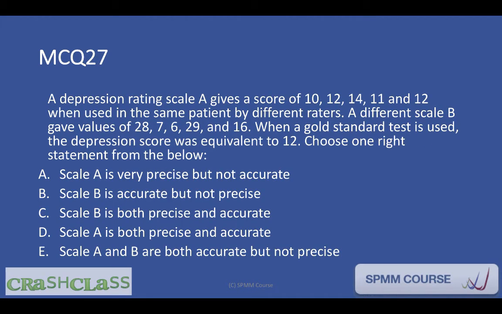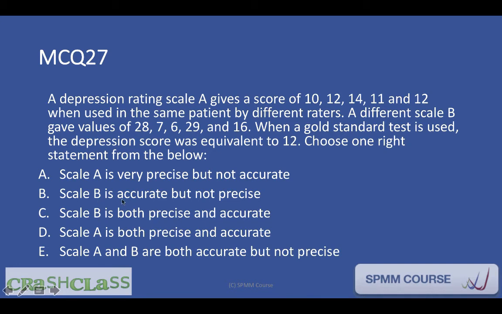A depression rating scale A gives scores of 10, 12, 14, 11, 12 when used in the same patient by different raters. A different scale B gave values of 28, 7, 6, 29 and 16. When a gold standard test is used, the depression score was equal to 12. So the truth is 12. The first scale observes 10, 12, 14, 11 and 12. The second scale observes 28, 7, 6, 29 and 16. Choose one right statement: scale A is very precise but not accurate. It looks like scale A is precise. The values are close to each other. And it's also accurate, because it's close to 12.